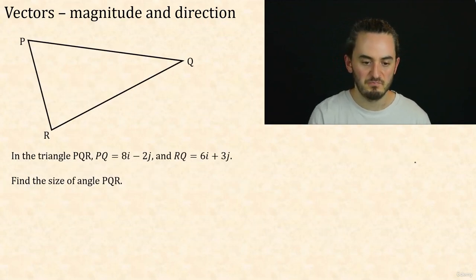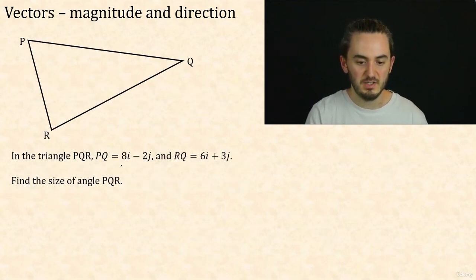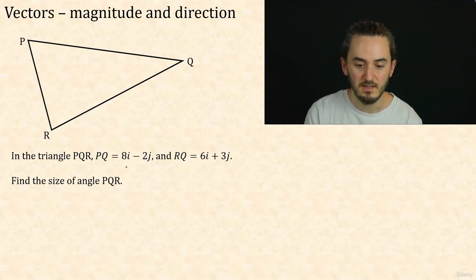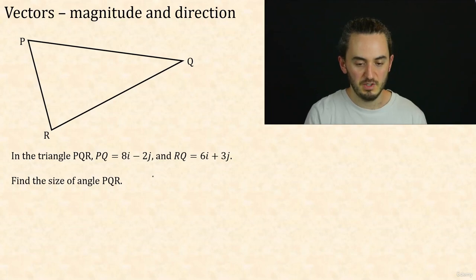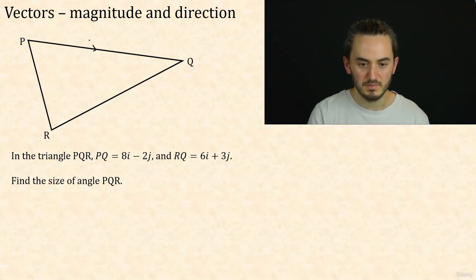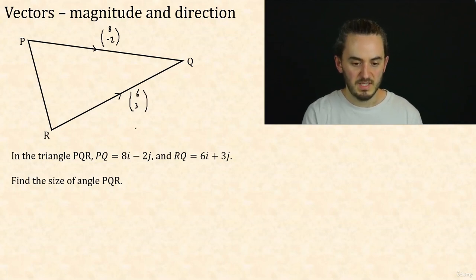All right, last example. In the triangle PQR, PQ is 8i minus 2j, RQ is 6i plus 3j. Find the size of angle PQR. All right, so PQ is 8i minus 2j. So to get from P to Q involves going 8 along and 2 down. That kind of makes sense. I can see I've gone some amount along and some amount down. And to get from R to Q, that is 6 along and 3 up. So 6i plus 3j.